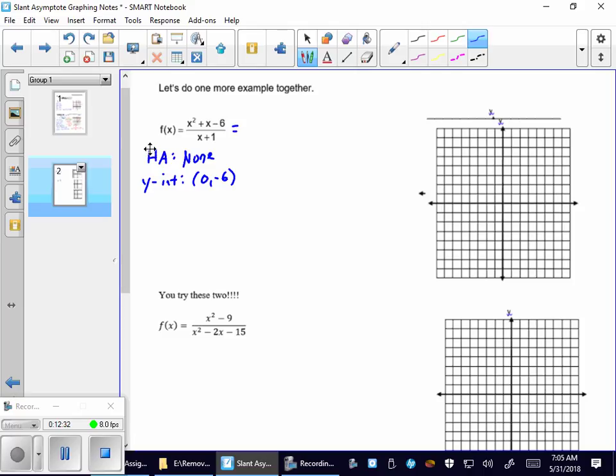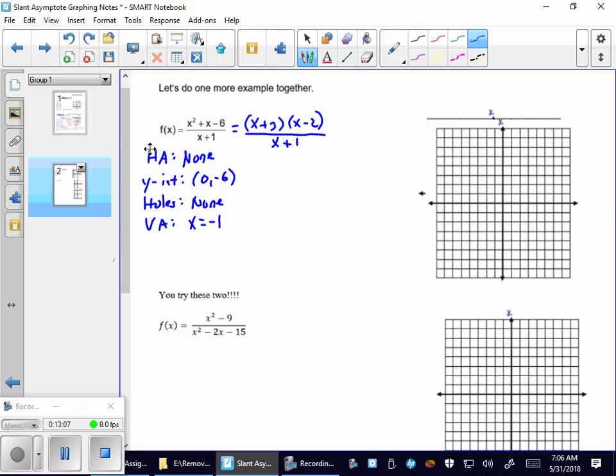Okay, let's go ahead and factor this. If it factors, it looks like it does. So that's going to be x plus 3, x minus 2 over x plus 1. All right, so my holes, I have nothing that's going to cancel out, so I don't have any. My vertical asymptote is what makes the denominator 0 once I've canceled my holes out, if there were any, which is going to be x equals -1. It is a vertical line, so it's the equation of a line.